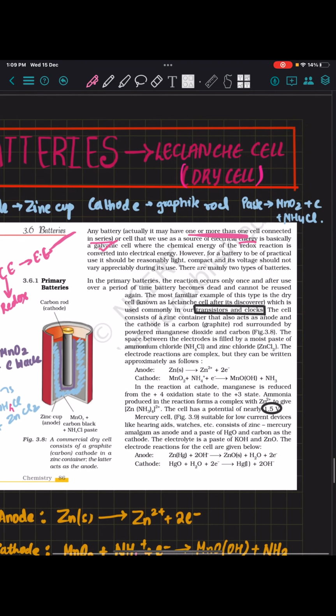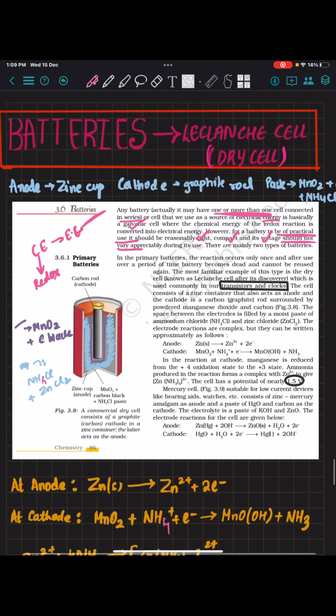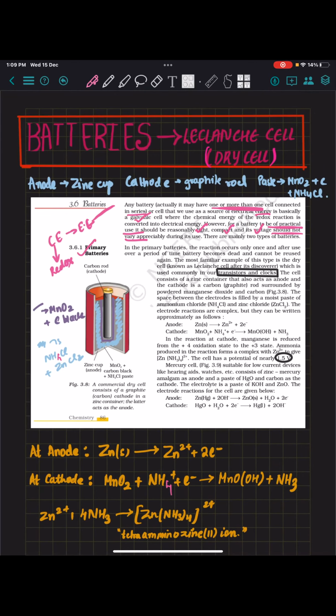But for a battery to be of practical use, it should be reasonably light, compact, and have a constant voltage, i.e. the voltage shouldn't vary or fluctuate during its use. There are mainly two types of batteries. You have primary and secondary. In the primary batteries section, the NCERT discusses two types, the Leclanche cell and the mercury cell, which we'll talk about in a different video.